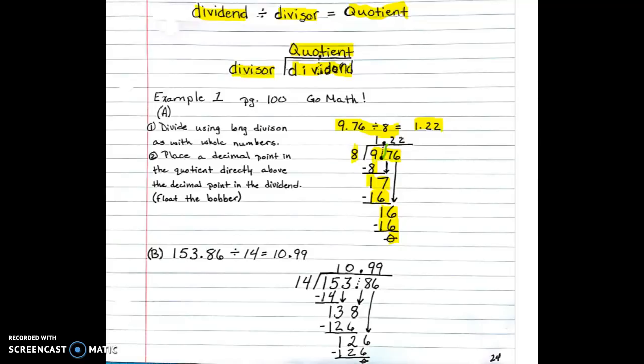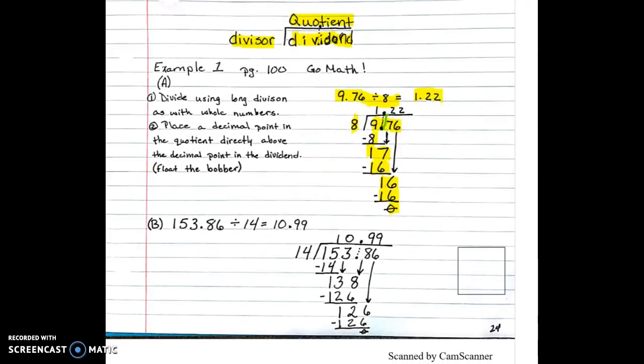Example B says 153.86 divided by 14. And we want to know what we will get. So our 153.86 will go in the division house. Our 14 will stay outside as our divisor. 14 goes into 15 one time. 1 times 14 is 14. 15 minus 14 gives us a 1.